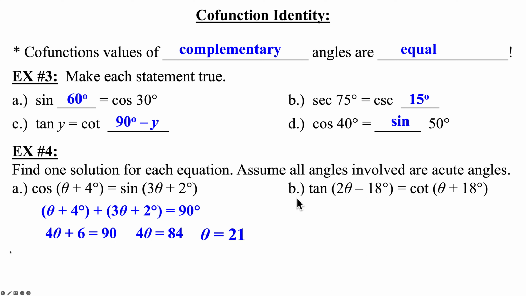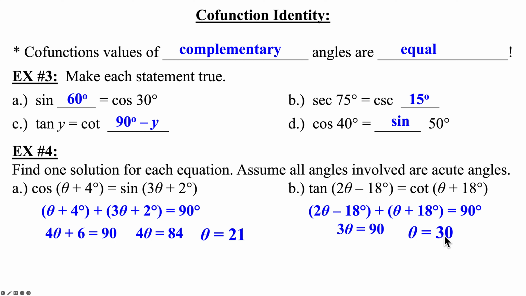Okay, part B. Tangent, cotangent. All right, cofunctions, complementary. Set those two angles, add them together, set it equal to 90. 2 theta minus 18 degrees plus theta plus 18 degrees equals 90 degrees. Combine, well, wait, minus 18 plus 18, they cancel. 2 theta plus theta, 3 theta equals 90. Divide over the 3. Theta equals 30. Again, I should have probably put my little degree symbol there. I'll go ahead and edit it when we're done, but make sure that you put your degrees there.